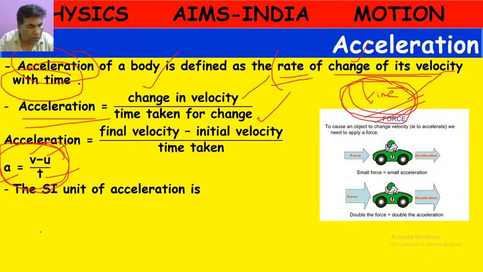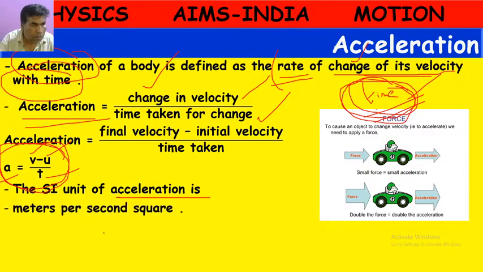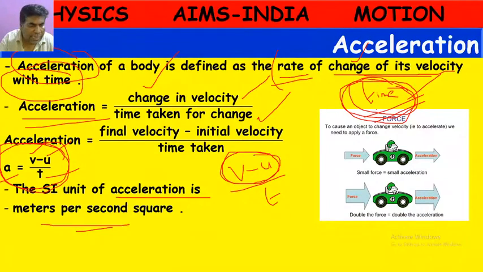The SI unit of acceleration is meters per second square. Why? Because the formula is V minus U by T, where V minus U stands for change of velocity. Velocity units already we know: meter per second. Time unit: second. So we have meter per second in the numerator.